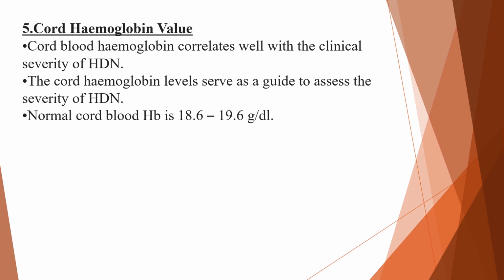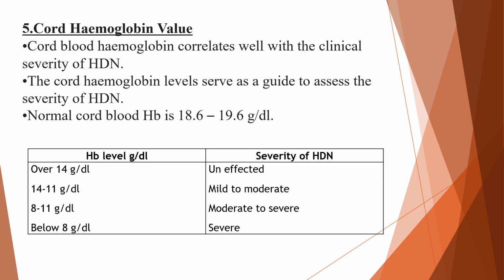Normal cord blood Hb is 18.6 to 19.6 g/dL. Hb over 14 g/dL, fetus unaffected; Hb 11 to 14 g/dL, mild to moderate; Hb 8 to 11 g/dL, moderate to severe; Hb below 8 g/dL, severe HDN.